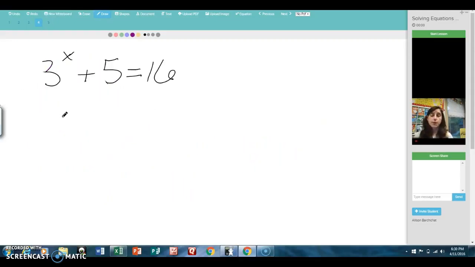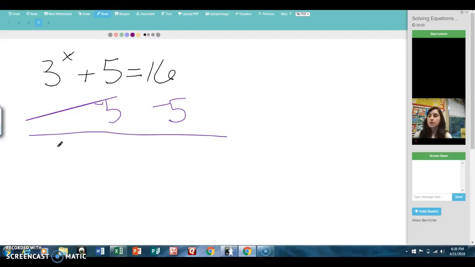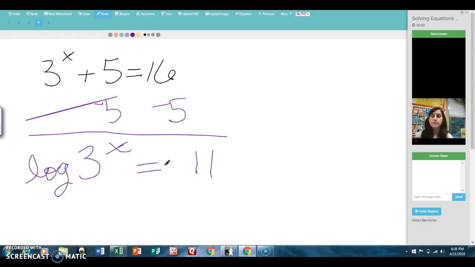All right, so let's take a look at another example. So this time, again, we have to do a little bit of work before we can start solving. I'm going to begin by subtracting 5 because we want to isolate either the log or the exponential. So I'm subtracting 5 on both sides. So 3 to the x is equal to 11. And just like I did before, I'm going to take the log on both sides. This time I'm going to use the common log. It doesn't matter. You'll get the same answer regardless of what log base you use.